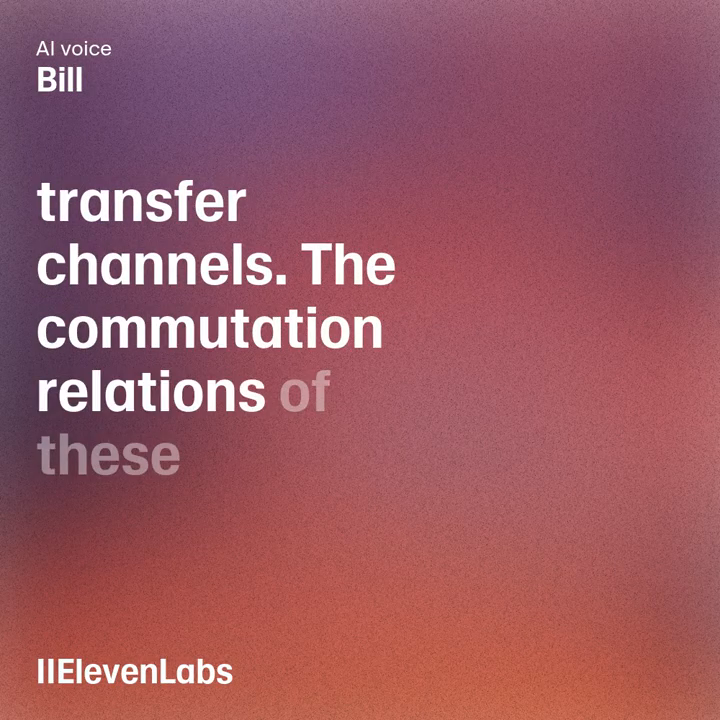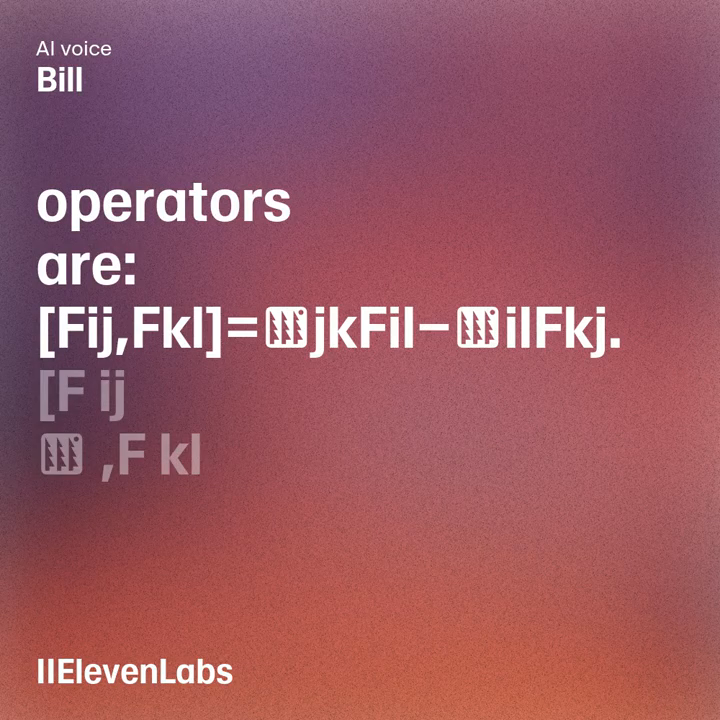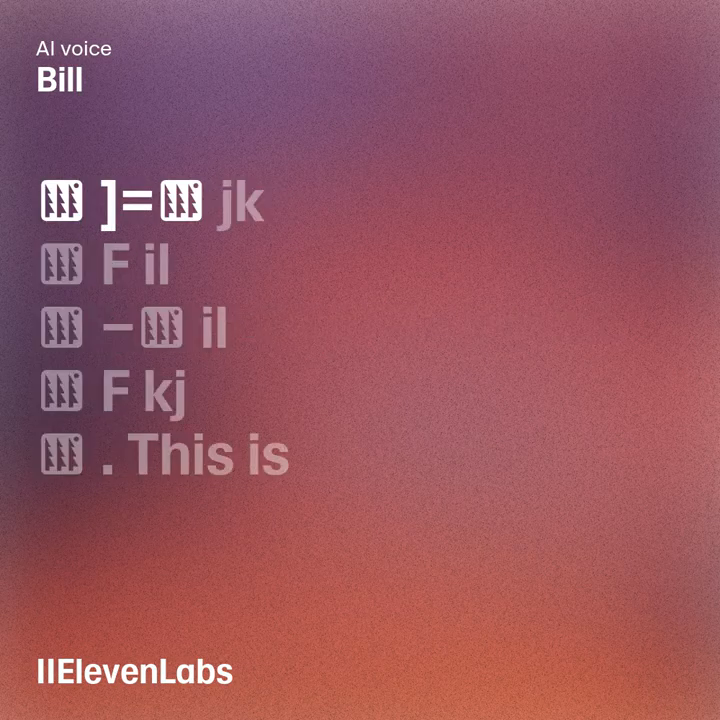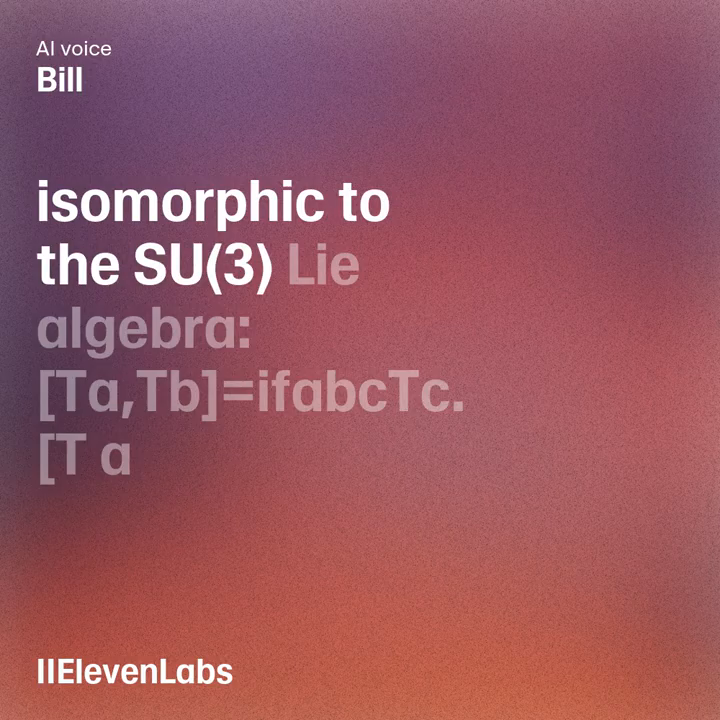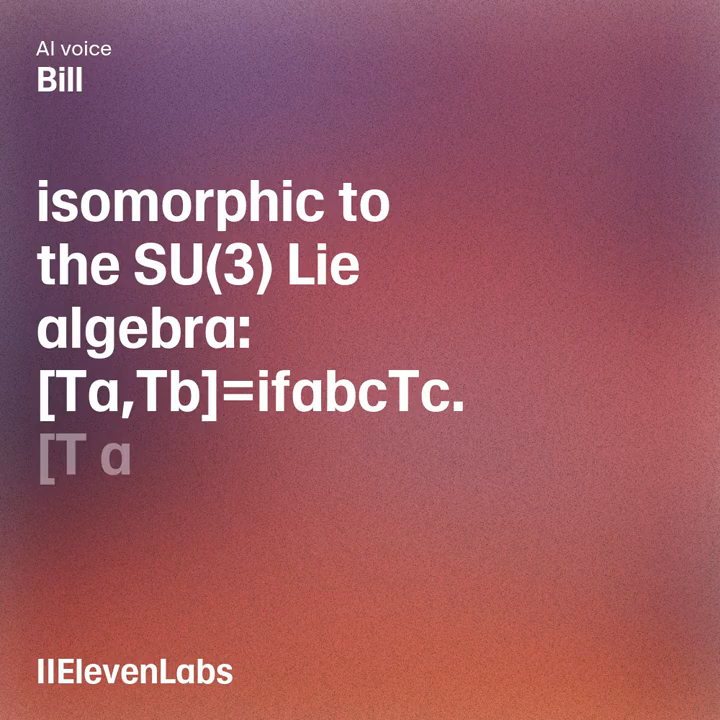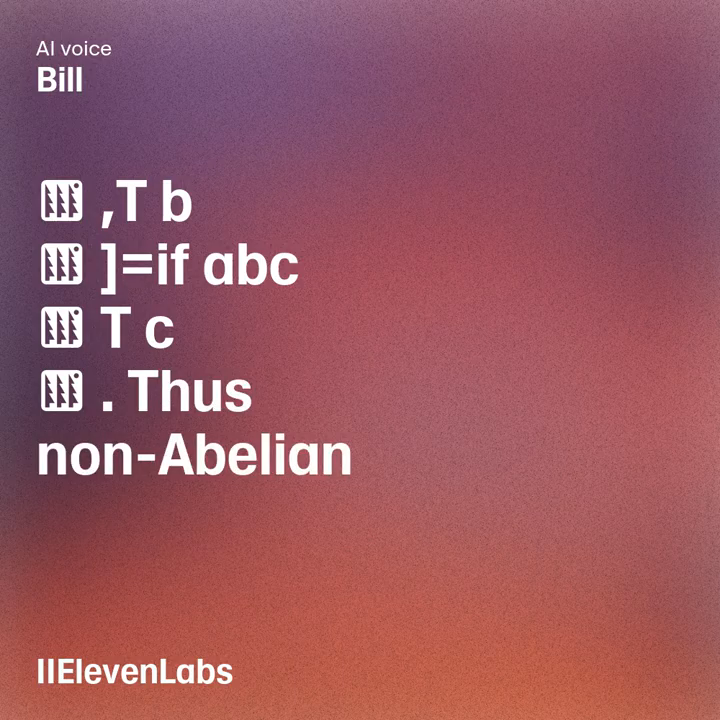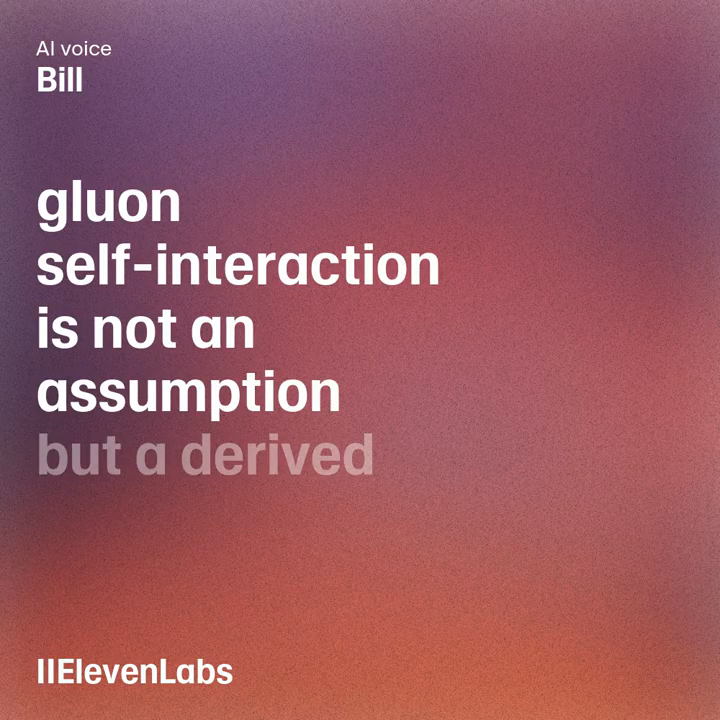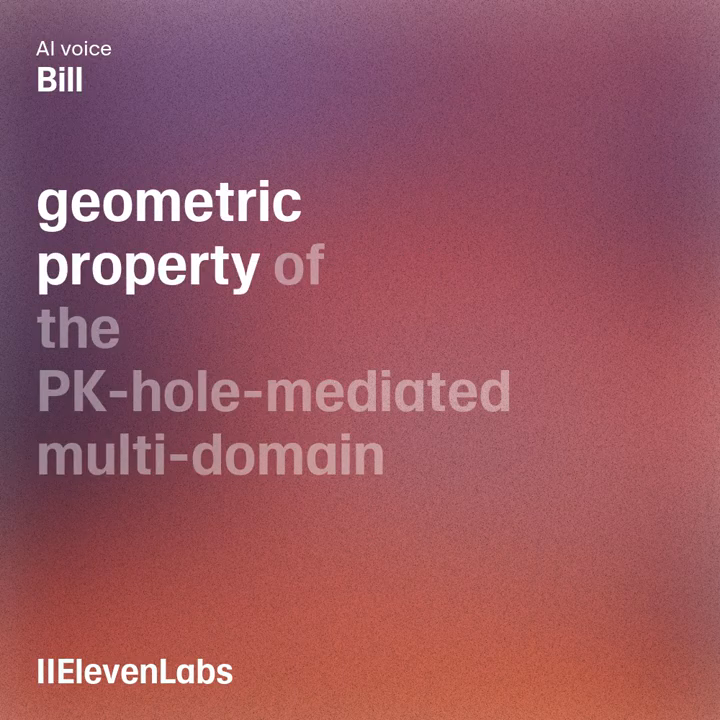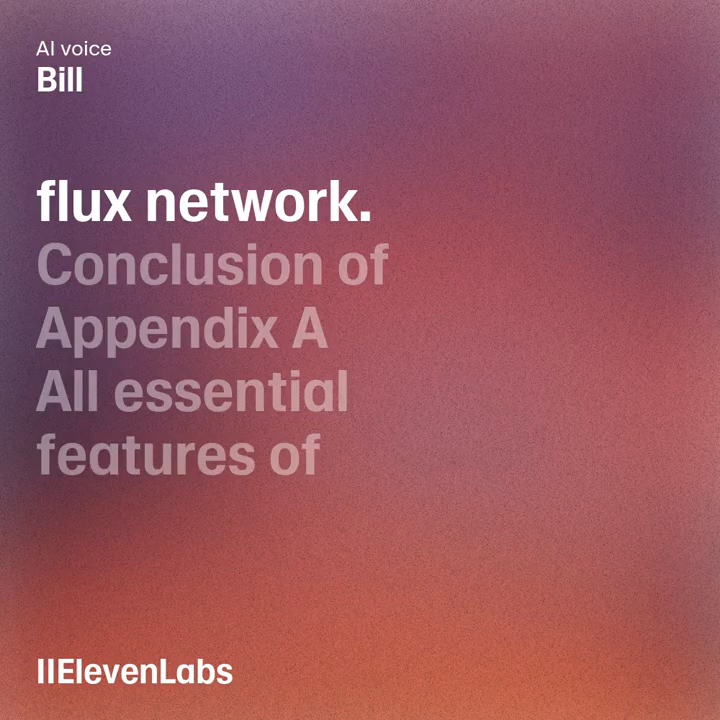The commutation relations of these operators are [F_ij, F_kl] = δ_jk F_il − δ_il F_kj. This is isomorphic to the SU(3) Lie algebra, [T_a, T_b] = i f_abc T_c. Thus, non-abelian gluon self-interaction is not an assumption, but a derived geometric property of the PK hole-mediated multi-domain flux network.